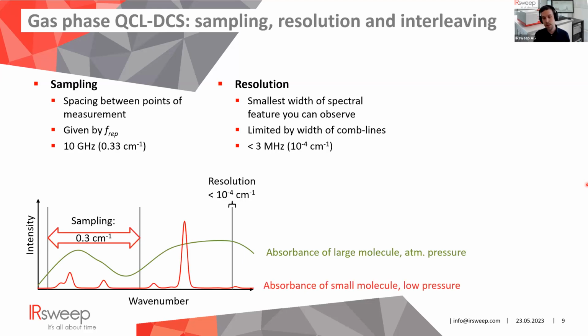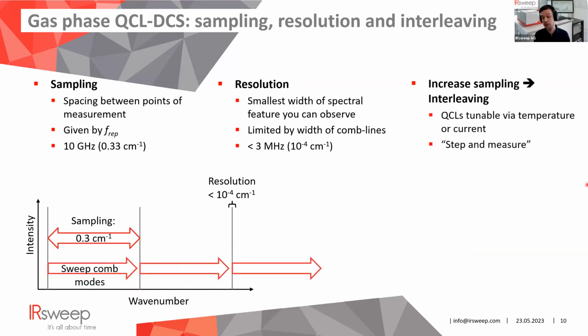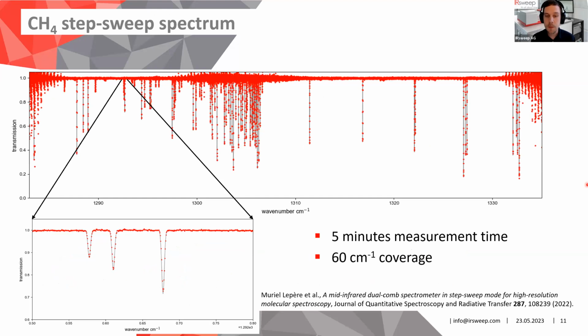But for smaller molecules at lower pressure, where we have sharp and distinct absorption lines, we will miss a large number of lines. And this is why we would like to fill the gaps in between lines, which is achieved by spectral interleaving. In this so-called step technique, we stepwise shift the center frequency of our combs. We measure, shift, measure, shift, measure, and thereby fill the gap in between the two spectra. This is an example of such a spectrum that was recorded in only 5 minutes and spans about 60 inverse centimeters with this very high time resolution.